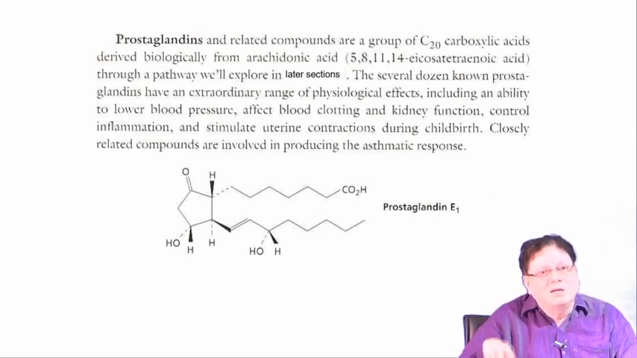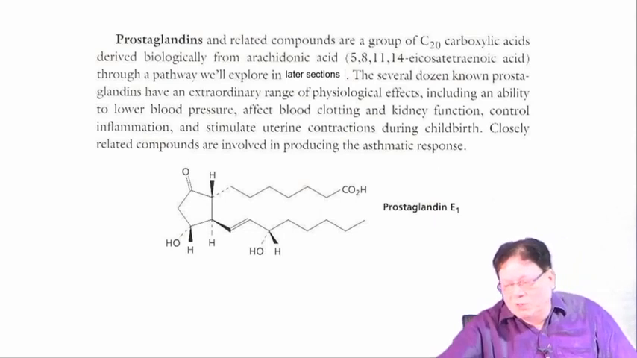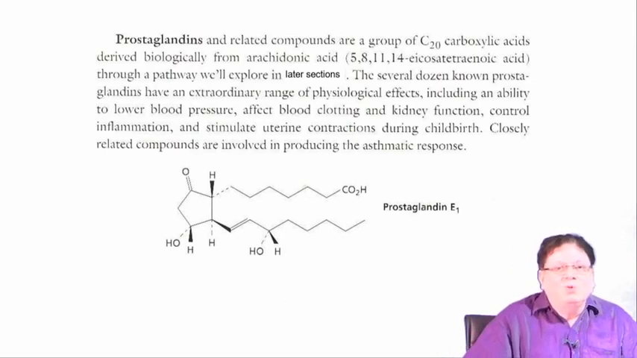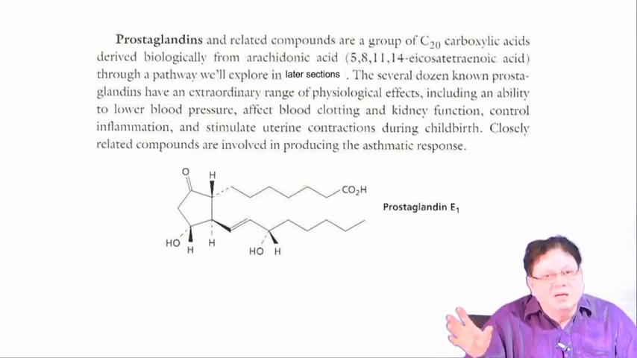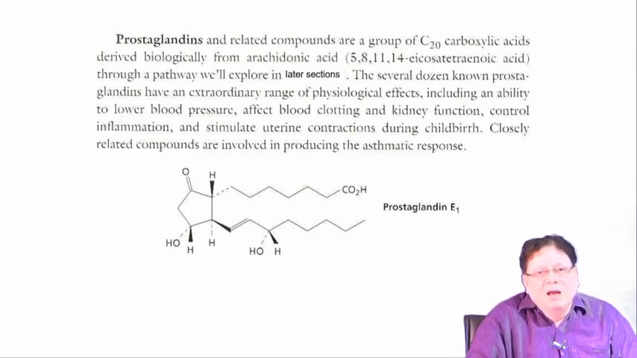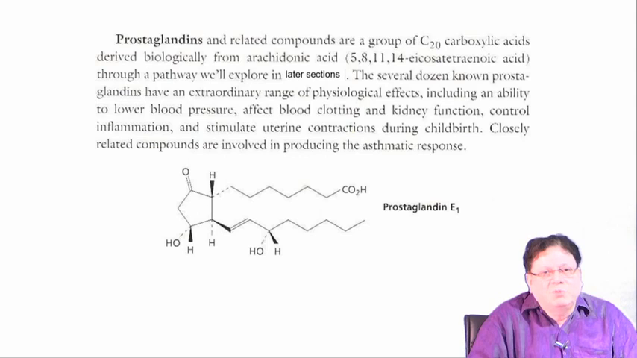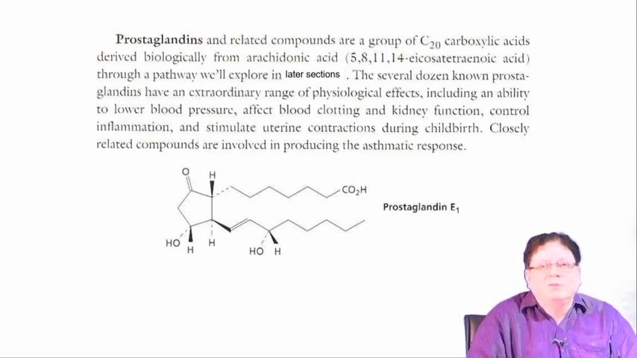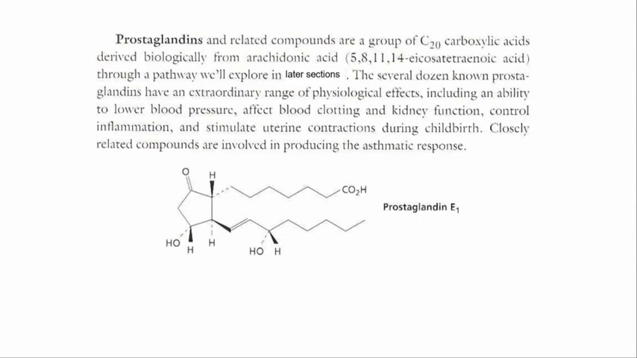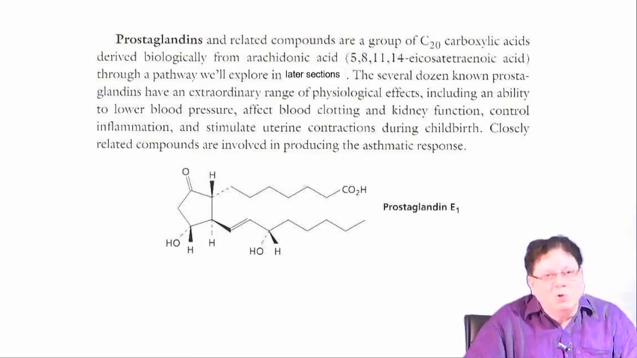but the definition is that it will have a 5-membered ring as shown on the left side, along with 2 side chains. One side chain has the carboxy terminus. This is called prostaglandin E1, and depending on the different geometries and the position of the double bond, you have different prostaglandins. They are extremely important. They have an extraordinary range of physiological effects, including an ability to lower blood pressure. They have a role in blood pressure and affect blood clotting.